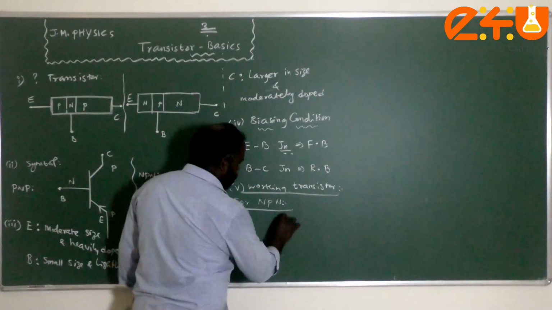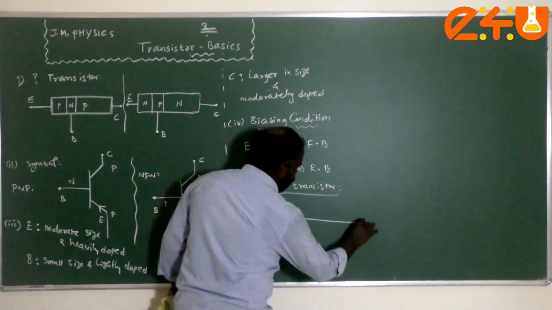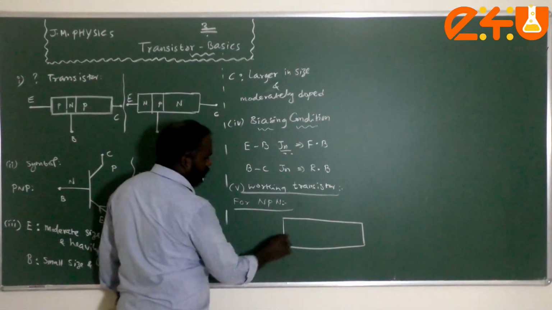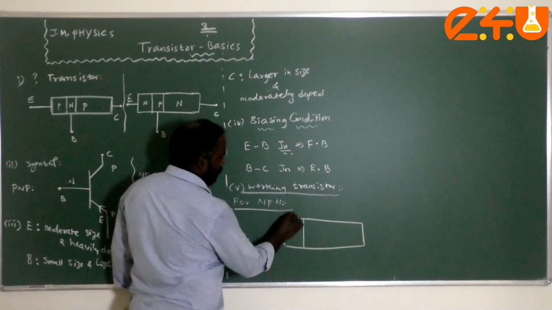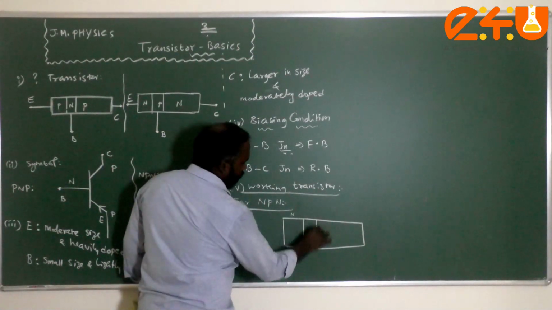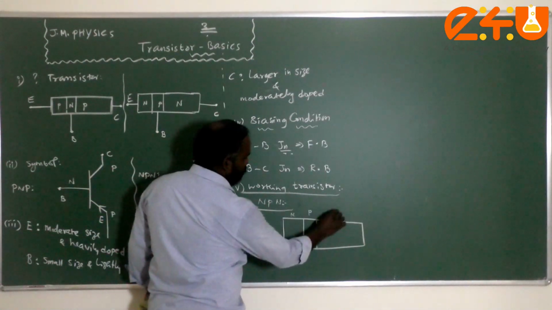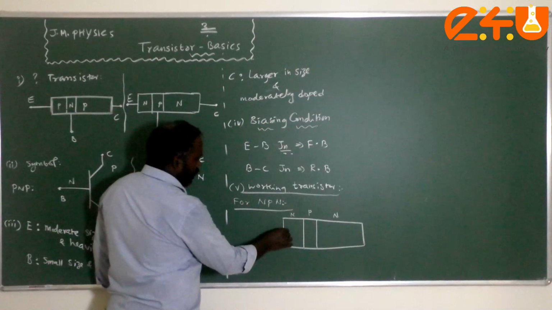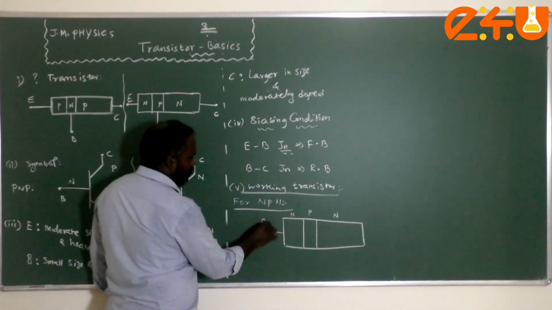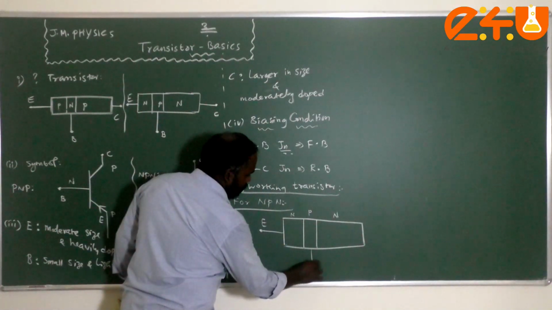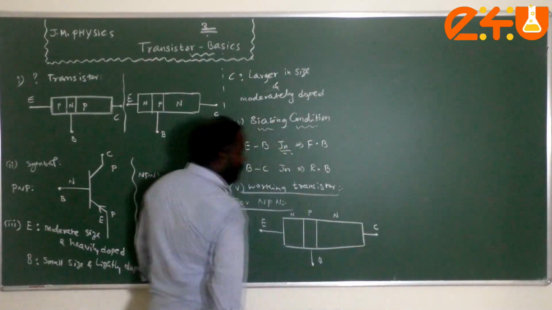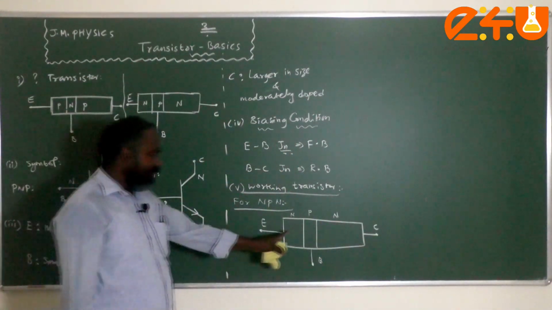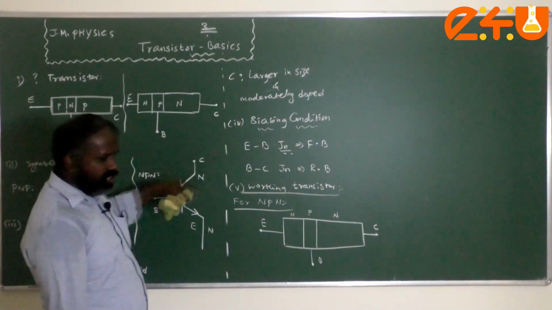For better understanding I am using a block diagram. This is N type material, this will be P type material, and this will be N type. As we said, this terminal is called the emitter, this is the base, and this is the collector terminal. Why are the sizes different? We said the reasons there.